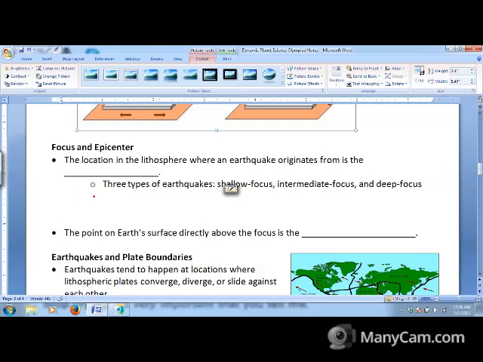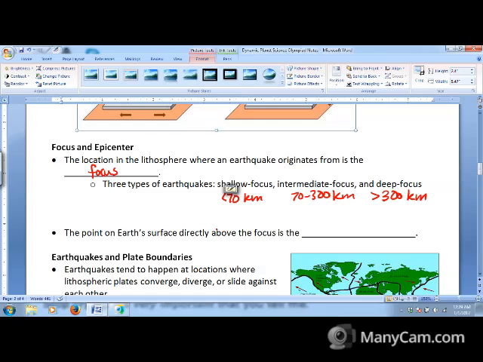Okay, the location in the actual lithosphere where an earthquake originates from, that's called the focus. Where the earthquake starts is the focus, and we can classify earthquakes based on this focus, whether it's shallow, intermediate, and deep focus. I don't think that you'll need to know this really, so I'm not going to spend too much time, but I believe shallow focus is less than 70 kilometers, intermediate 70 to 300, and deep focus is more than 300. Just for some reference there.